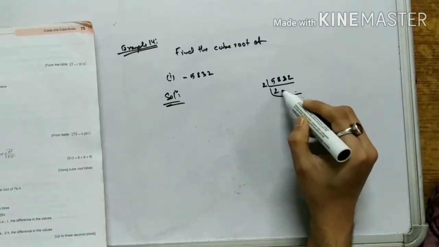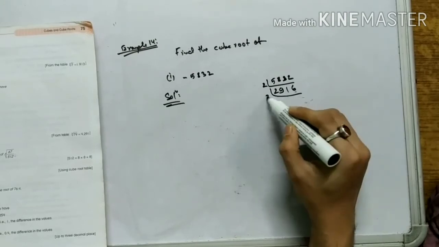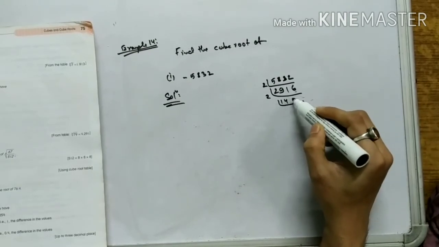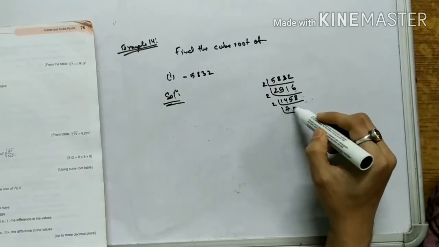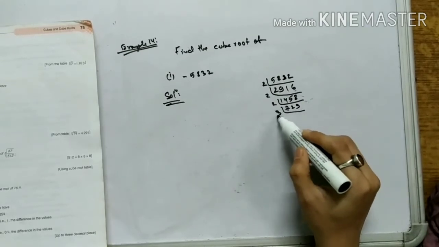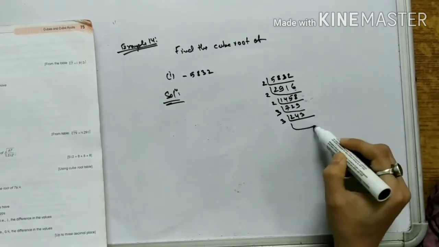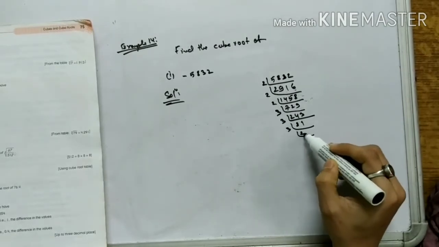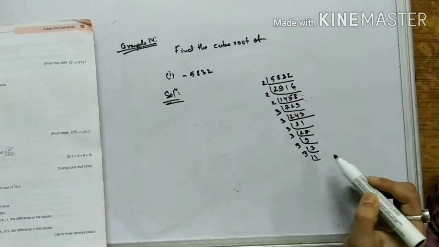2 2s are 4, 2 9s are 18, 2 1s are 2, 2 6s are 12, 2 1s are 2, 2 4s are 8, 2 5s are 10, 2 8s are 16, 2 7s are 14, 2 2s are 4, 2 9s are 18. This one it goes by 3, 3 2s are 6, 3 4s are 12, 3 3s are 9, 3 81, 3 27, 3 9, 3 3, 3 1.